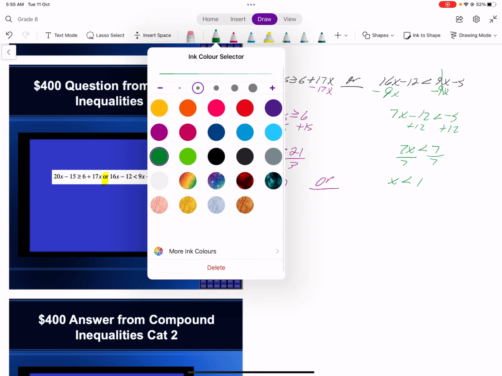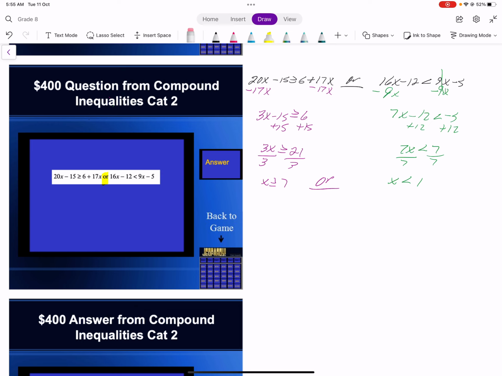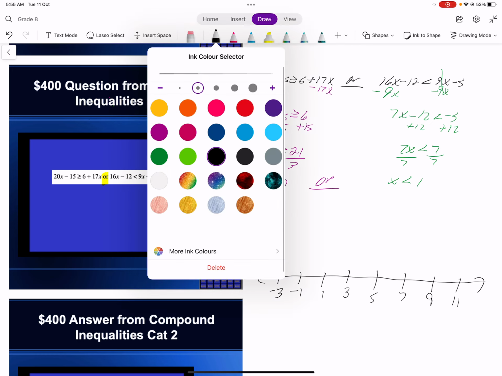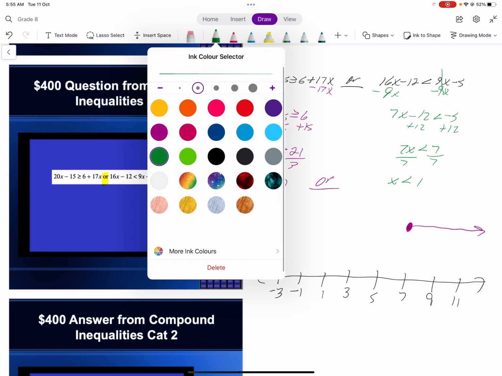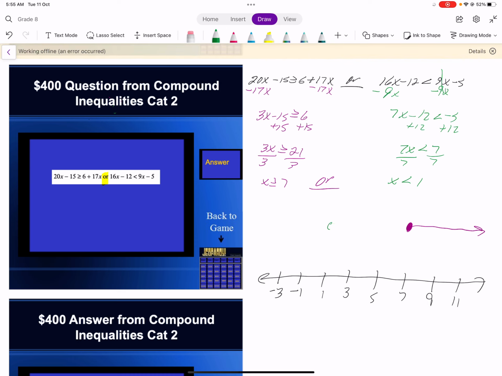So now we have our graph. So we have 7 and 1. So I'm going to count by 2, so negative 3, negative 1, 1, 3, 5, 7, 9, and 11. And I'm just going to graph the 2, and then we're going to read our graph. So it's greater than or equal to 7. So we know it's going to be a solid circle at 7. Greater than is going to the right. And then here we have less than 1. It's an open circle, or not solid. And then here it's going to the left.